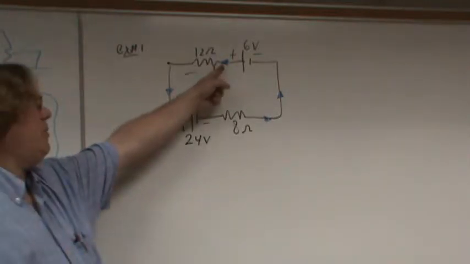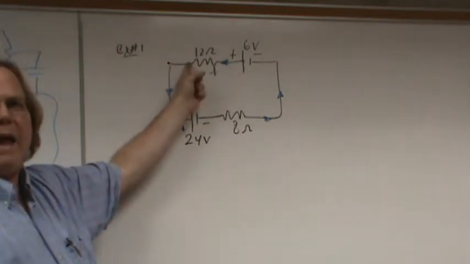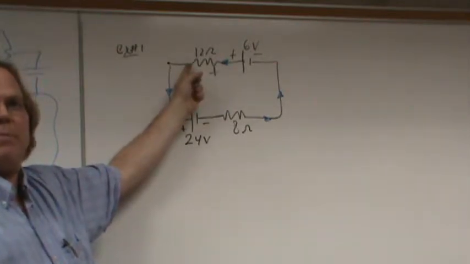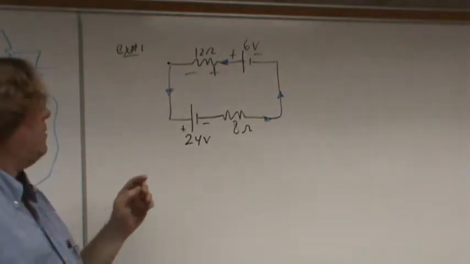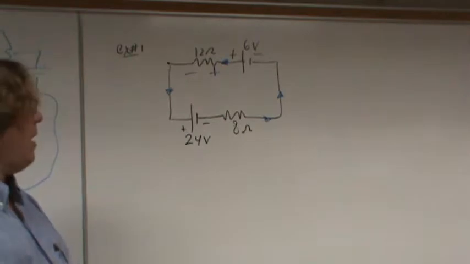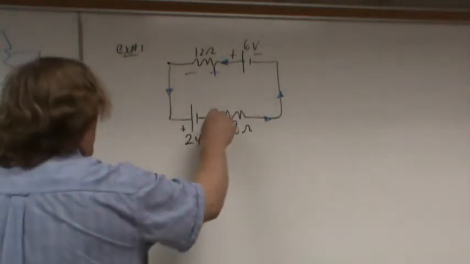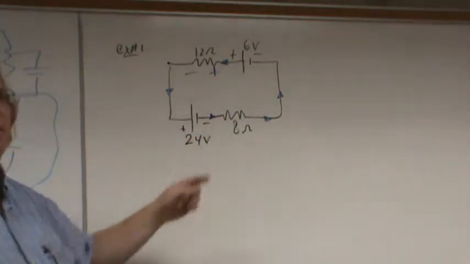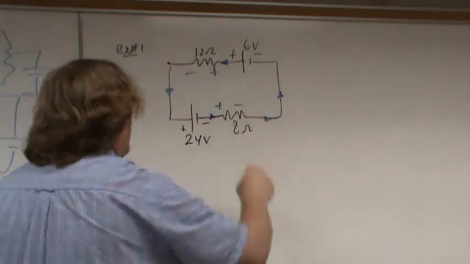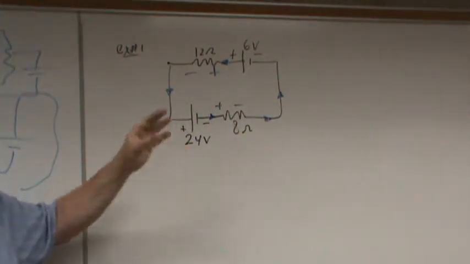Current is going to enter the resistor with more electrical potential energy per unit charge than it's going to exit the resistor with, because it gives up a bunch of its energy to light the light or turn the motor or do whatever it's doing. So there's my voltage drop. Down here, look at the 8-ohm. Because the current is flowing this way, I hope you see that the voltage drop on this 8-ohm is going to be like this. Are you guys okay with my labeling of the voltage drops?